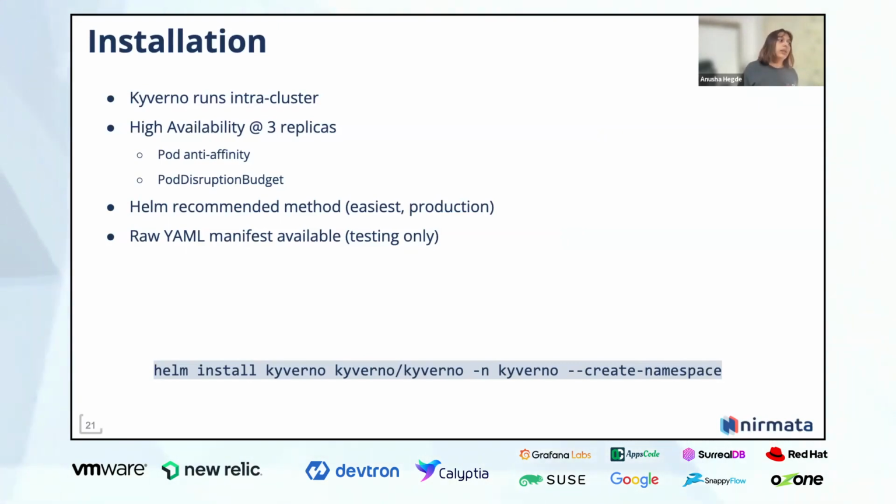Kyverno is easily installable as a Helm chart. Here is the Helm install command to install Kyverno. There's also a raw YAML available. If you look at the release artifacts, you'll be able to get the raw YAML as well. But as mentioned here, it's mostly for testing. Otherwise, we prefer using the Helm way to install.